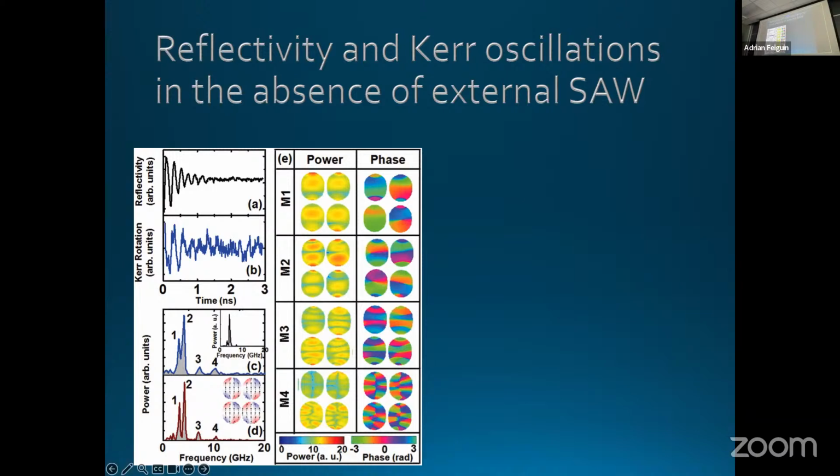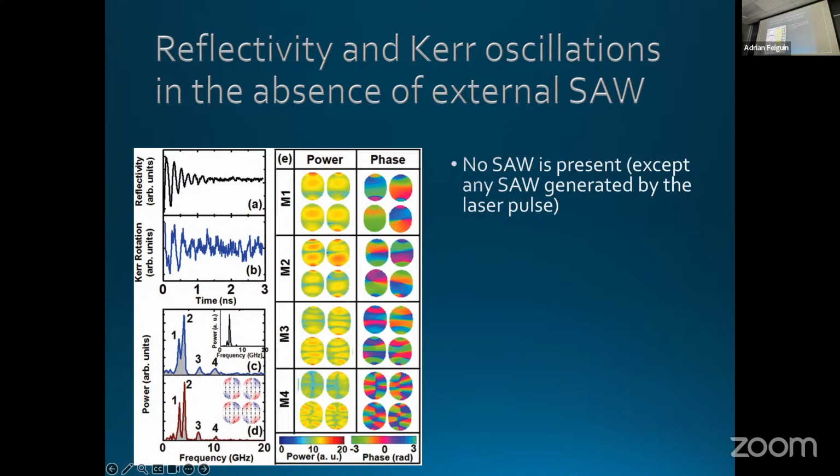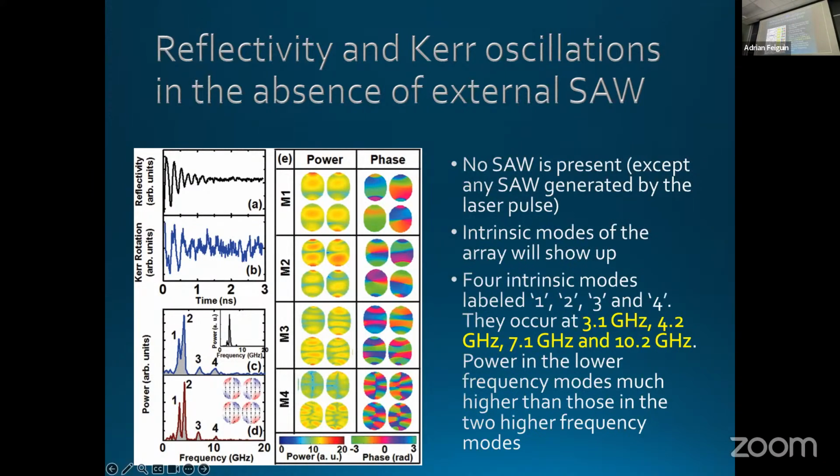No SAW, right? There's no external SAW present. Then we apply the external SAW. With no SAW present, intrinsic modes show up. 4 intrinsic modes, and they occur at these frequencies: 3.1 gigahertz, 4.2 gigahertz, 7.1, and 10.2. And power in the lower frequency modes is much higher than in the 2 higher frequency modes. This has to do with the internal dynamics of the array.